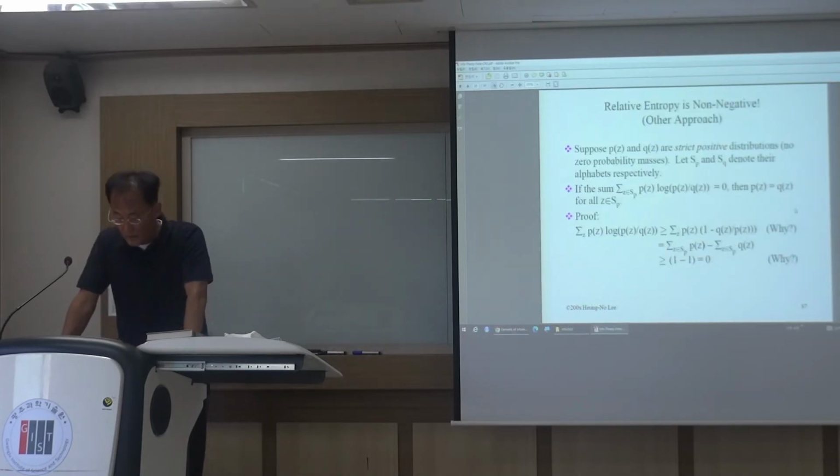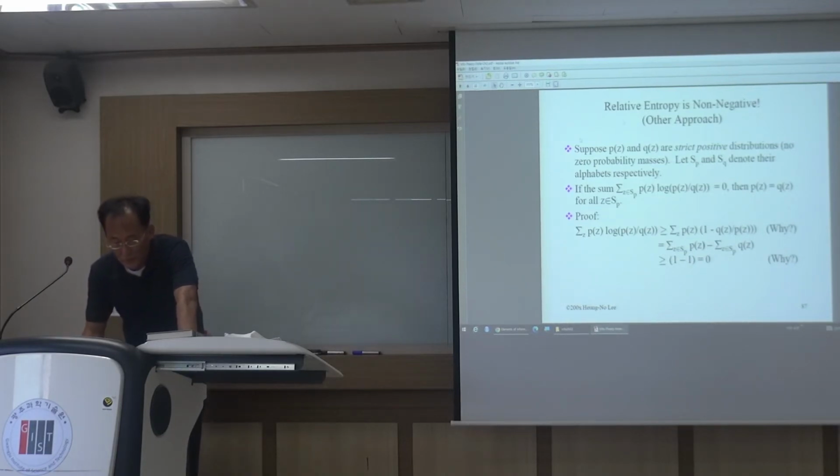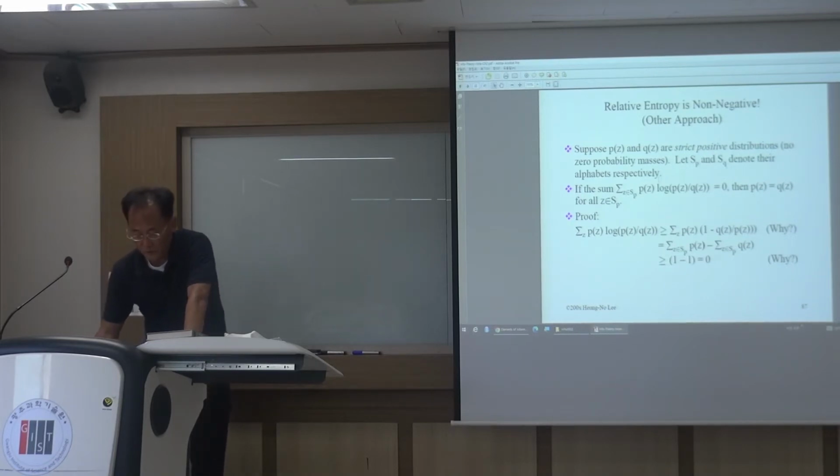All right. Relative entropy is non-negative. The other approach. Okay. There is the other approach. So suppose P_Z and Q_Z are strictly positive distributions. The same setting as before, so no zero probability masses. So let S_P and S_Q denote their alphabets respectively. This one is exactly the same as the previous page.